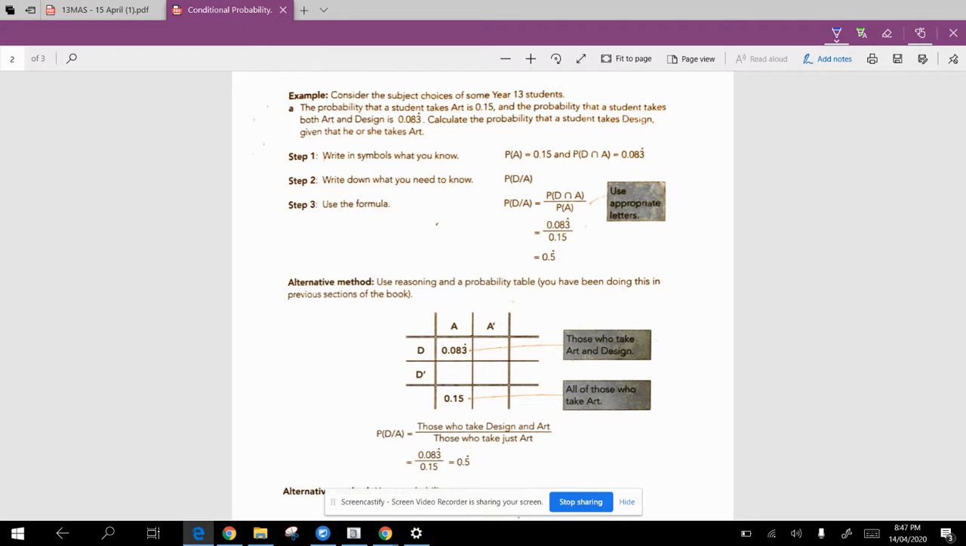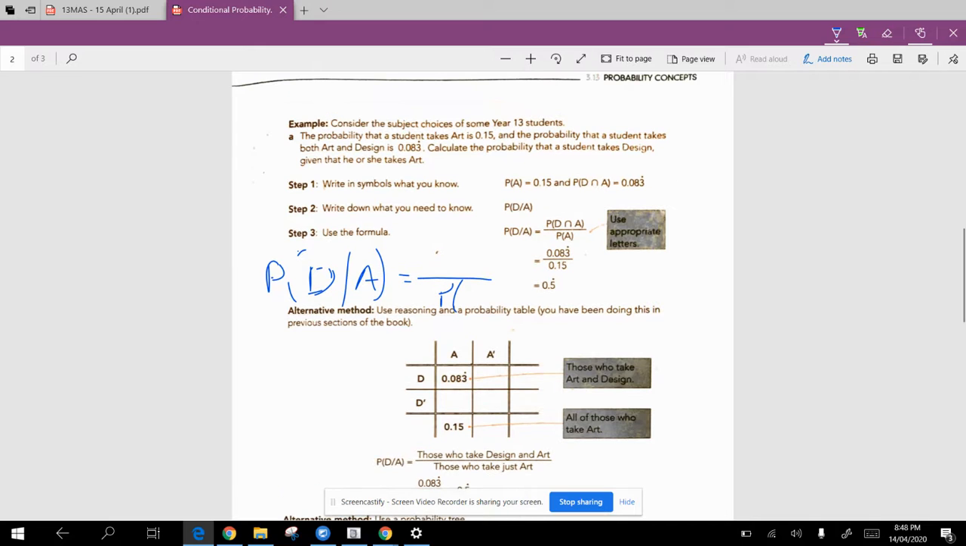The probability that the student takes art is 0.15, and the probability that the student takes both art and design is 0.083. Calculate the probability that the student takes design given that he or she takes art. So we've got the probability that they do take design, given that they take art. So on the bottom it's going to be the probability of A, and that's always the second term there. And then on the top is the probability that they take both.